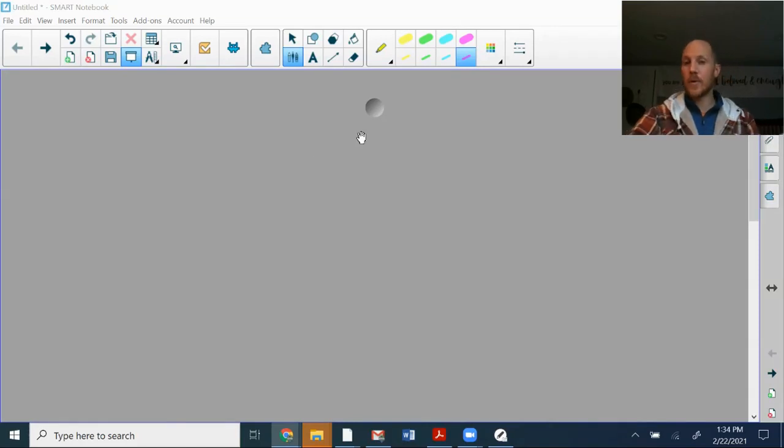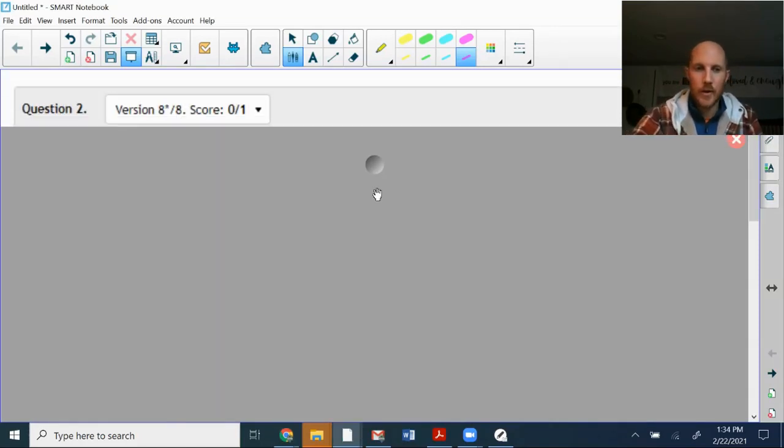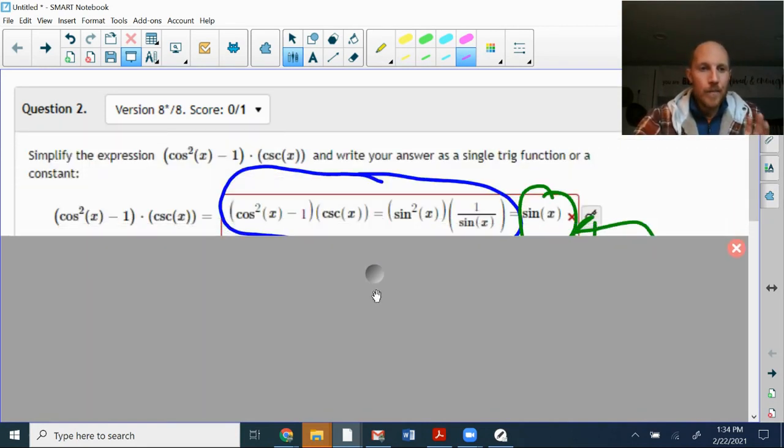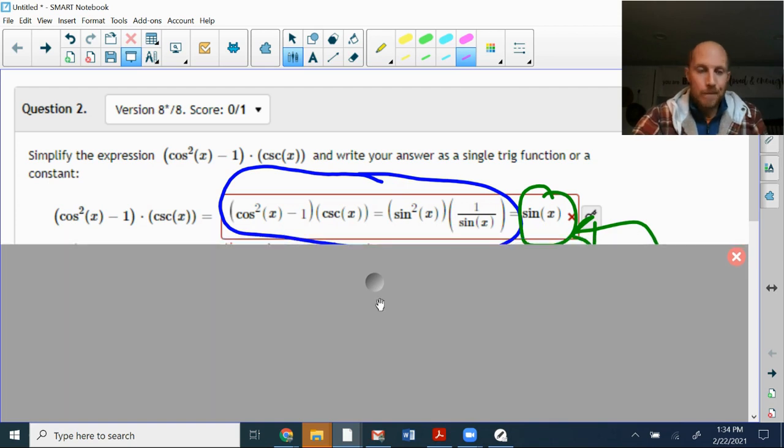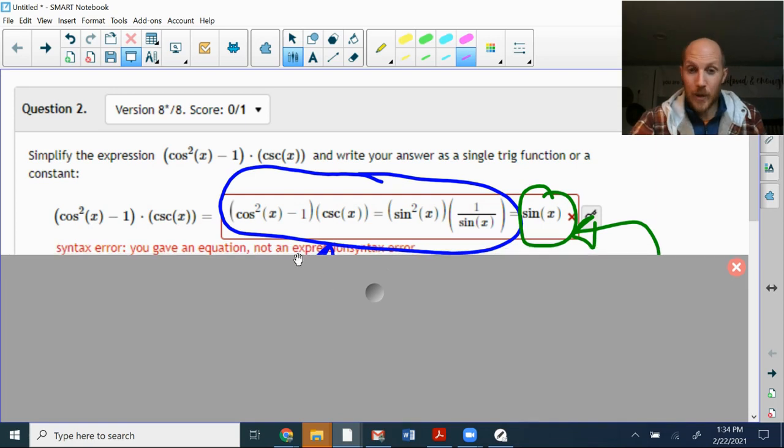Hey, so we got some difficulties going on with WAMAP questions. Question number 2 here, so many versions attempted so far. We're supposed to simplify the expression cosine squared of x minus 1 times cosecant squared of x. And for a long series of other attempts, ended up with this big equation.